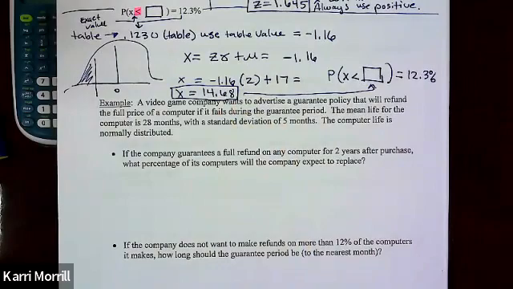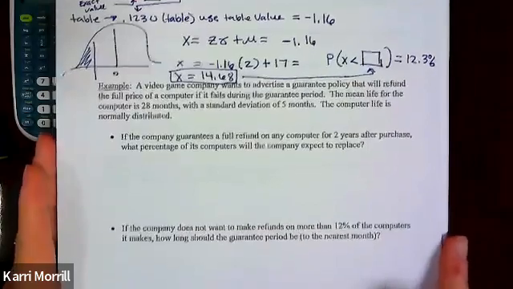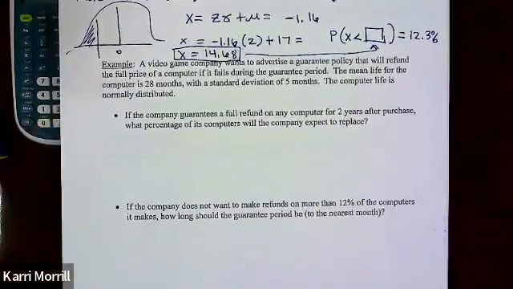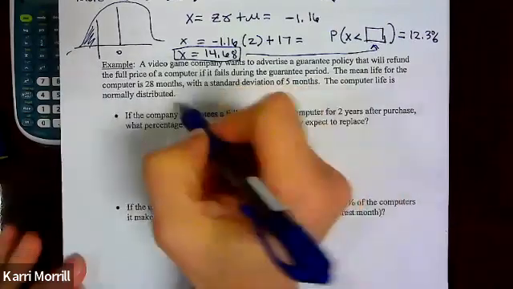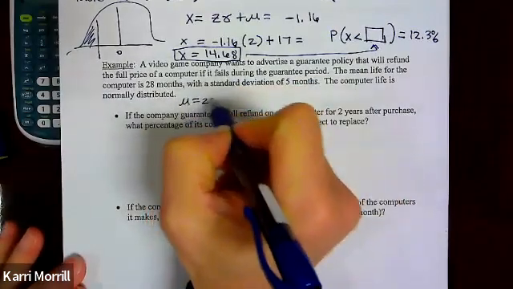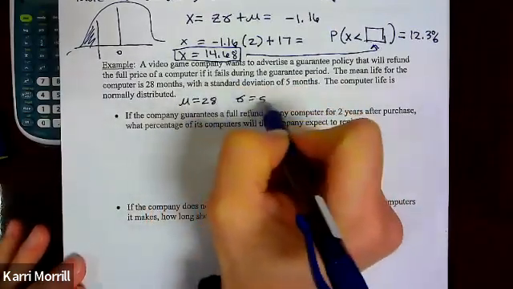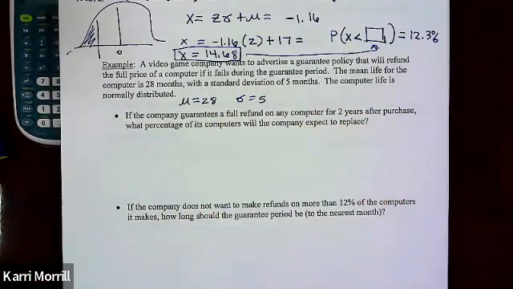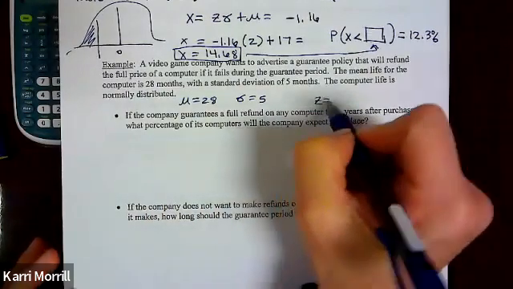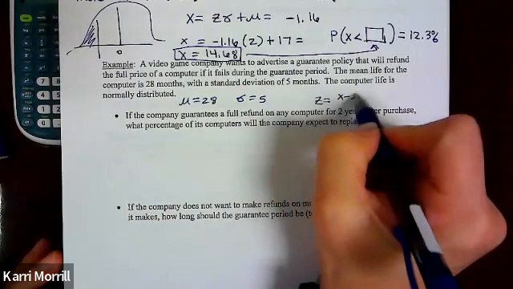So last example for the 6.3, a video game company wants to advertise a guarantee policy that will refund the full price of a computer if it fails during the guarantee period. The mean life for the computer is 28 months, with a standard deviation of 5 months, the computer life is normally distributed. So we're going to have to be working with our z-score formula in this one.